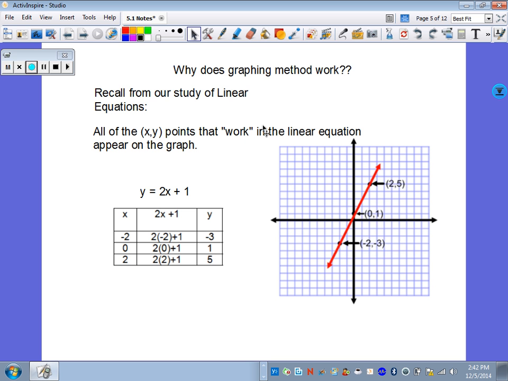So why does the graphing method work? Back when we did linear equations, you have your ordered pairs that work in the equation. When you substitute into the formula, you get (2, -3), (0, 1), and then (2, 5). And then you're able to draw a line. Keep in mind that a line has an infinite number of points, but it only takes 2 points to make any line. At least that. You should remember that from geometry.